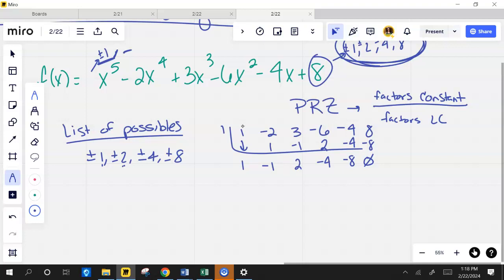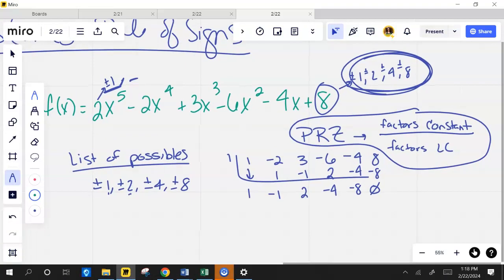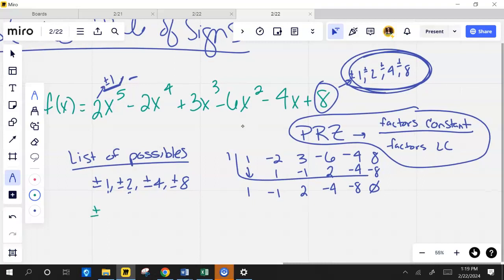The constant and the leading coefficient. It's a combination of all fractions you can make out of those values. It's just our leading coefficient was 1, so it made it really easy. If the leading coefficient happened to be 2, then my possibilities would be the same thing, but then it would also be 1 divided by 2. 2 divided by 2 is 1. 4 divided by 2 is 2. 8 divided by 2 is 4. It would just add that 1/2 in there.